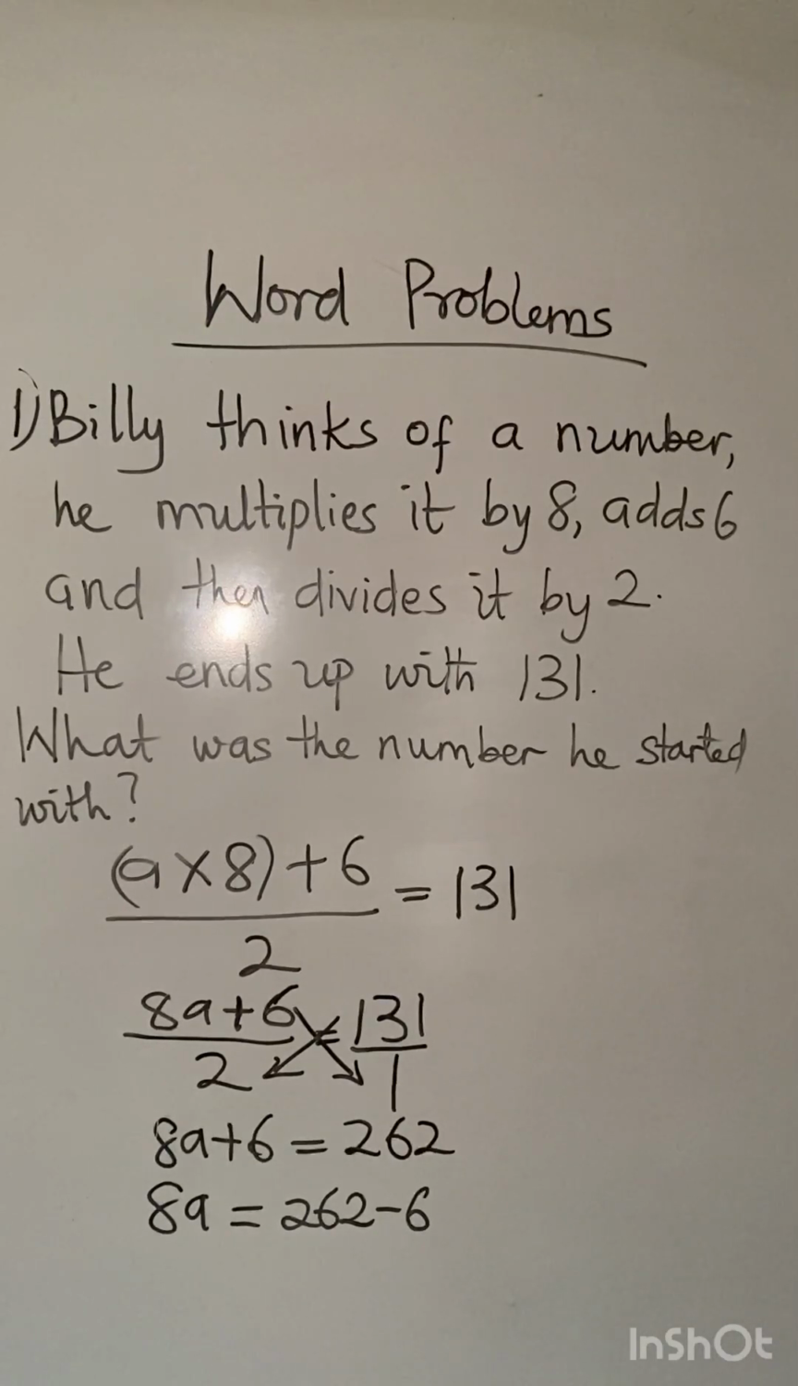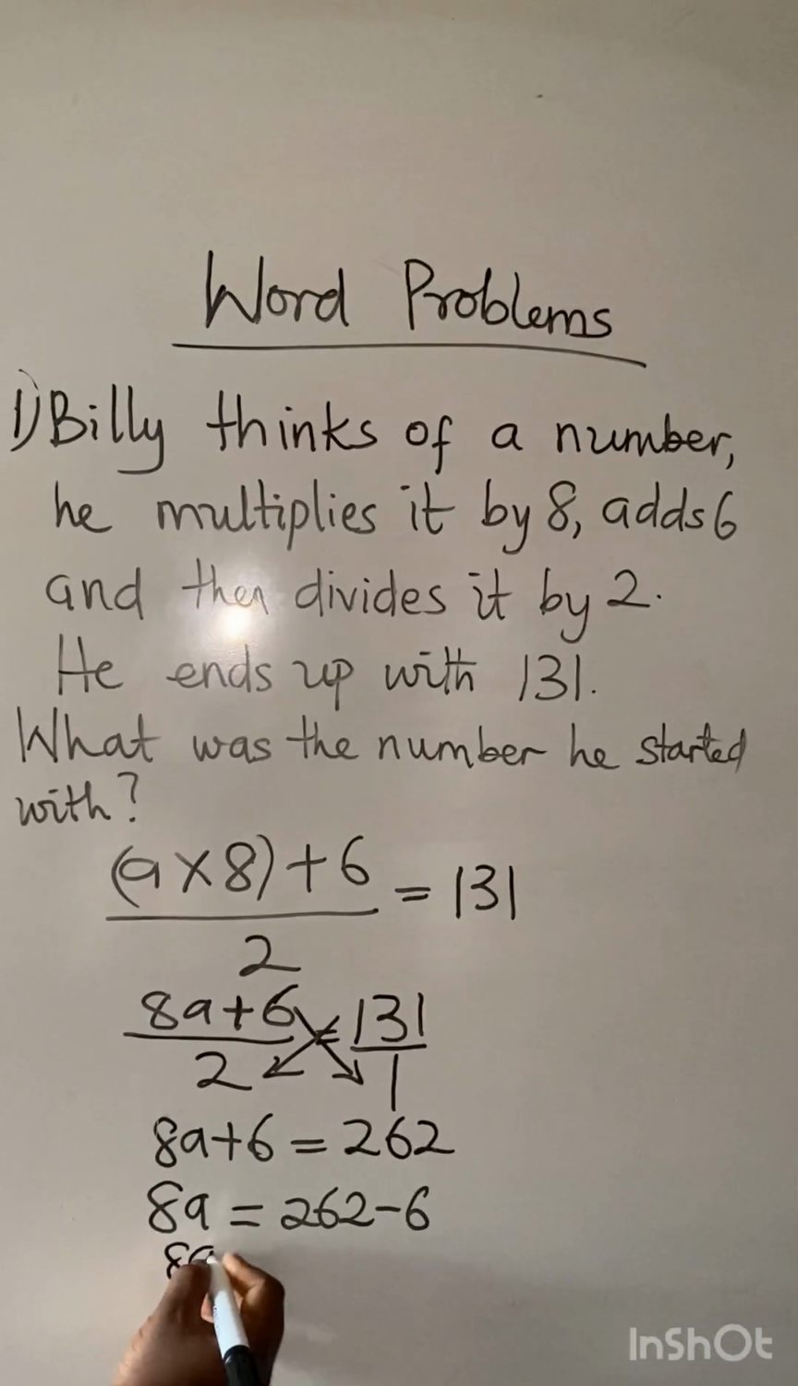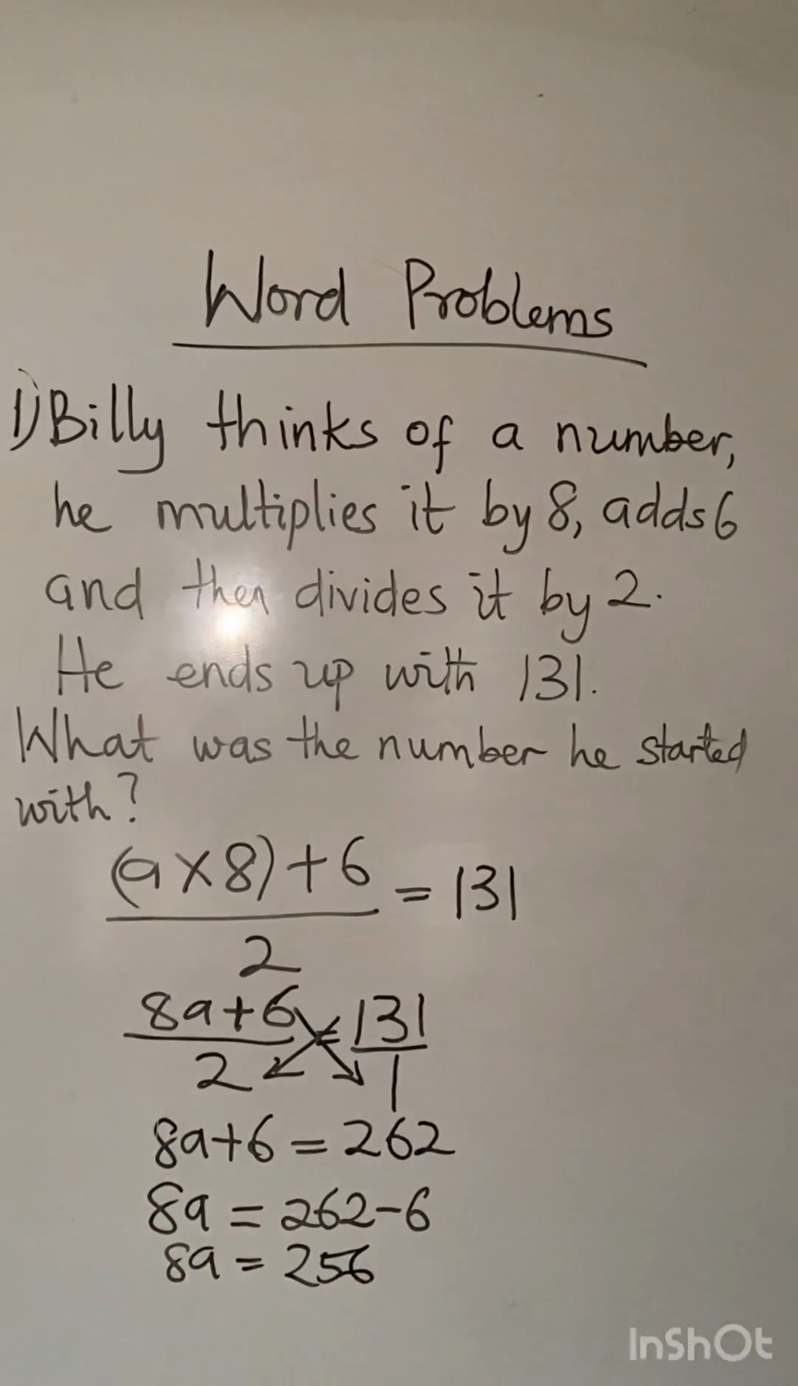So what do we do now? 262 minus 6. Can we do that by the side? So our answer is going to be 256. We have 256. Now we want A to stand alone. We cannot, of course, find 8A together because our question asks about the number Billy thought of, okay?